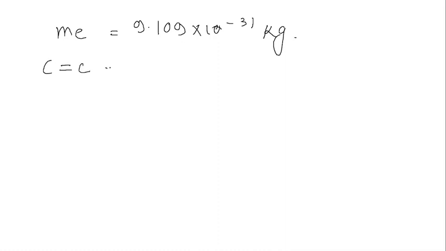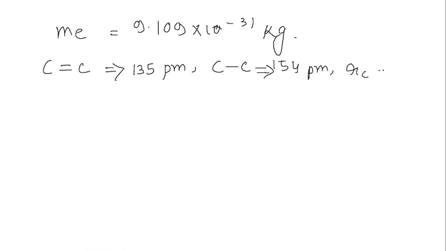First of all, Me, the mass of the electron, 10 to the minus 31 kg, and the C double bond C bond length and radius.